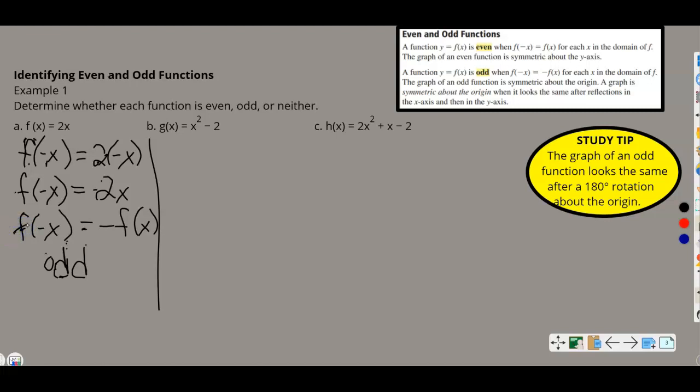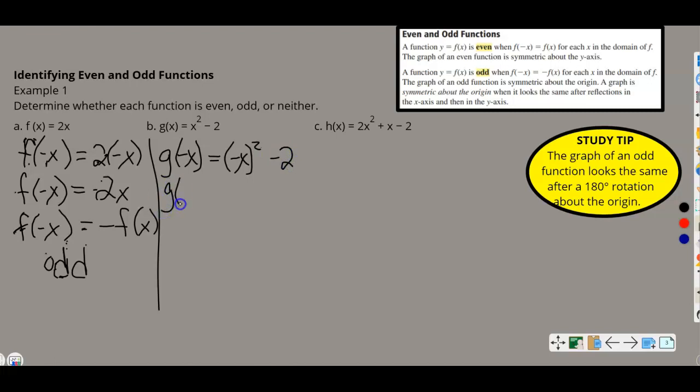All right, so I have g of x equals x squared minus 2. So let's substitute negative x in and see what happens. So I'm going to have g of negative x. All right, that's already looking better. Equals negative x squared and then minus 2. All right, and then I'm going to simplify.